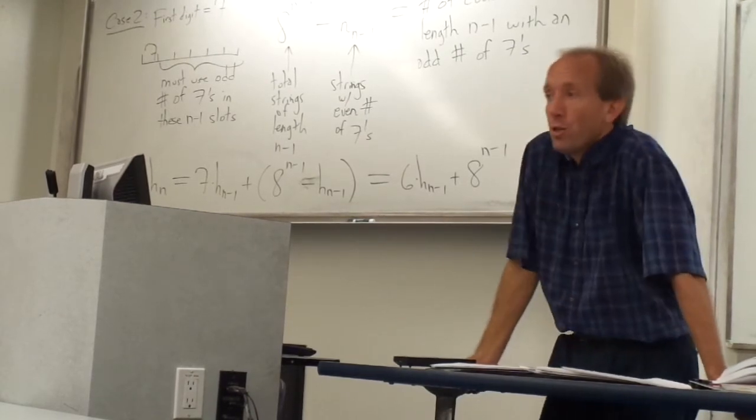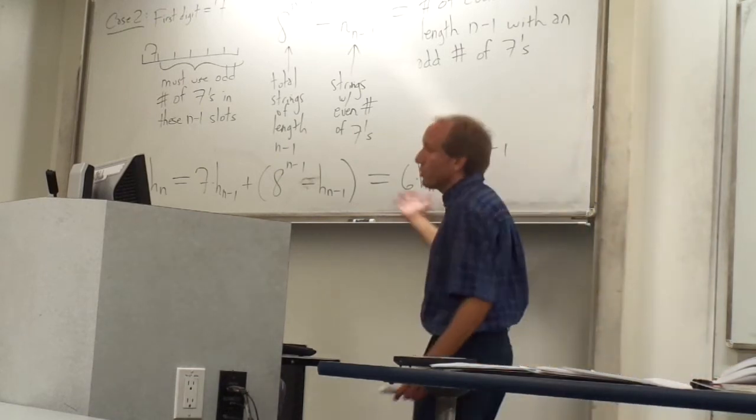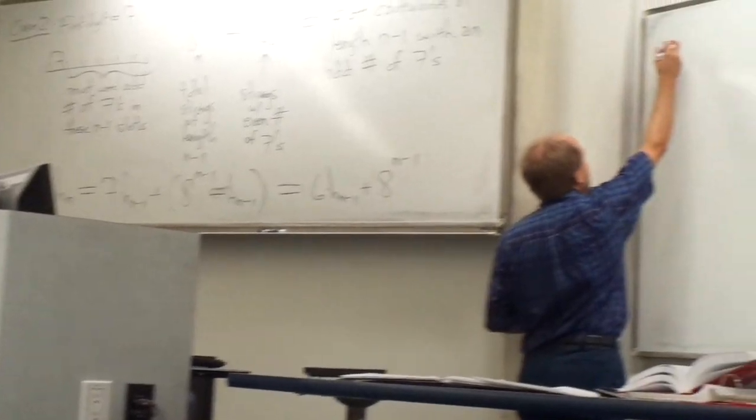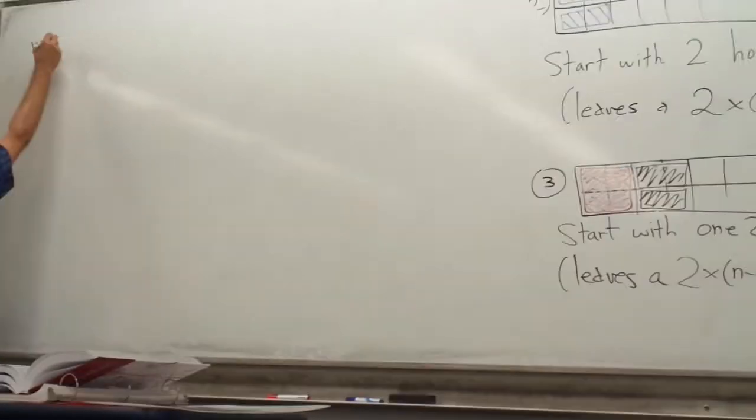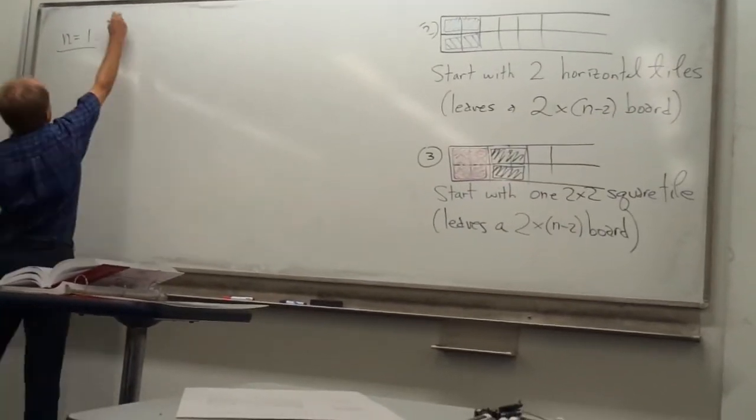How many initial conditions should I find? It's only a first order recurrence relation, so you really only need one initial condition. So the initial condition would be what value of n? 1 would be the shortest code word you could make. So that's my question. What is h sub 1?